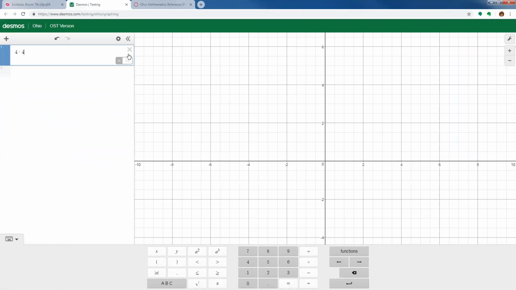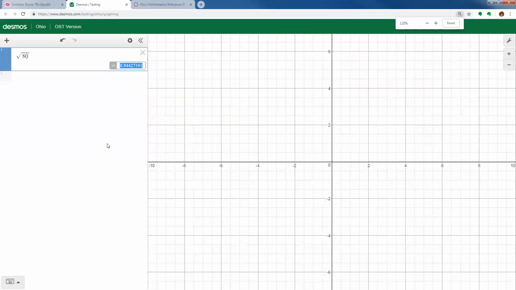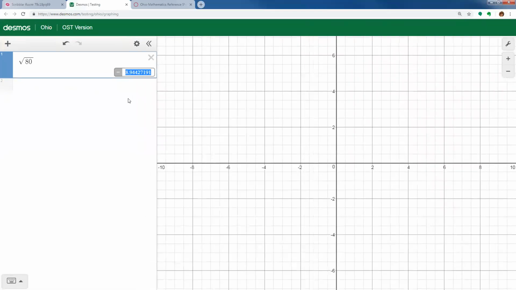I'm going to get rid of all my other entries. And the square root kind of looks like a check mark button. This little check mark brings up that square root, and then you type in the 80, or you click on 80, and it pops up the answer in that bottom right-hand corner. Let me zoom in a little bit because Desmos is always so small. 8.944.